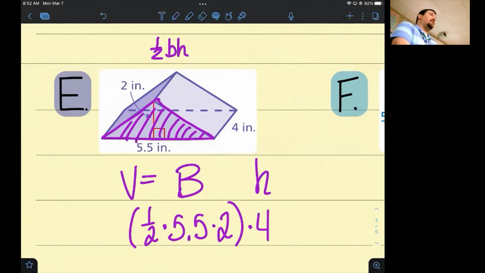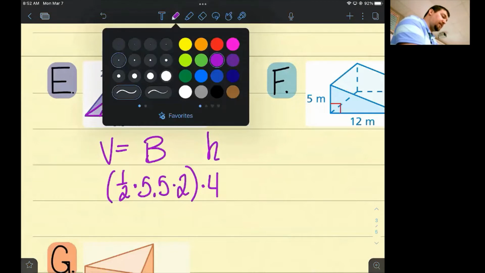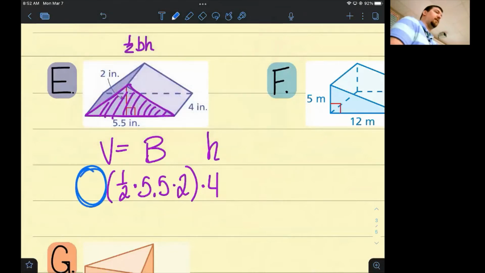I don't need to know how to find the area of the other rectangles. I just need to know how to find the area of that triangle, and then what's the distance between that and the other one. That's going to be my volume. Now, you'll notice a couple things here. First of all, you should notice something particularly different. There's no 2 in front of the parentheses.